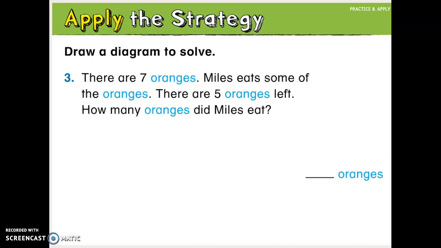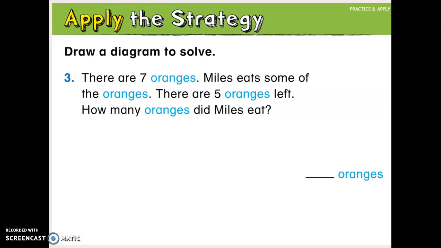Okay, we're on number 3 at the bottom of your page. Remember, we're still going to draw that diagram to show what we know. Actually, we're going to underline what we know, we're going to circle what we need to know, and then we're going to draw a diagram to solve it. So, number 3, there are 7 oranges. Miles eats some of the oranges. There are 5 oranges left. How many oranges did Miles eat?